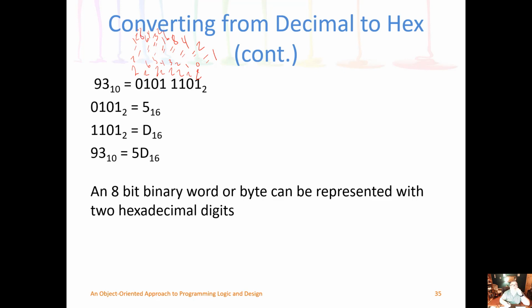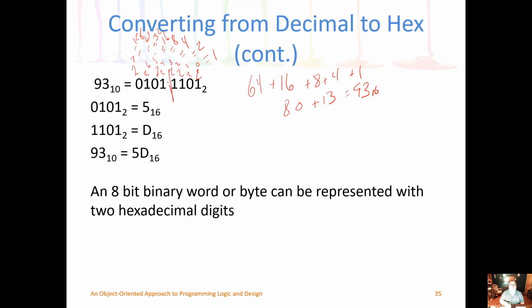2 to the 7th, 128. So if I look at this, this is 64 plus 16 plus 8 plus 4 plus 1. So if I add these up, 16 and 64 is 80, plus 12 plus 1 equals 93. So, yeah, this is the binary equivalent of 93.